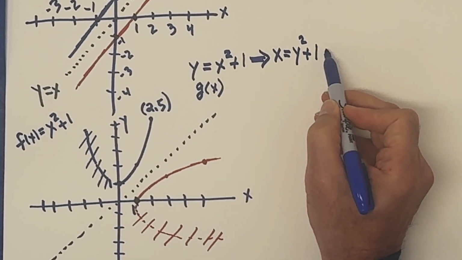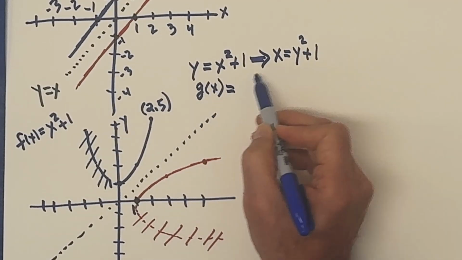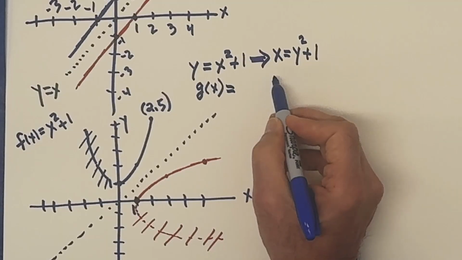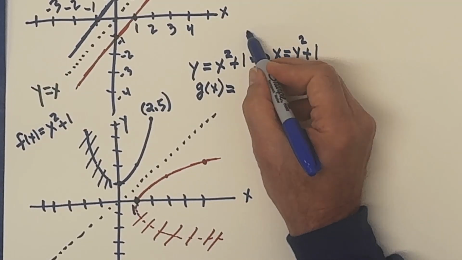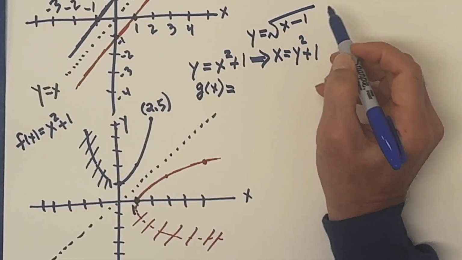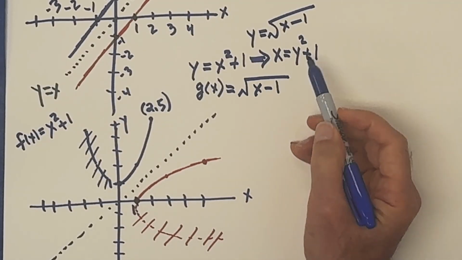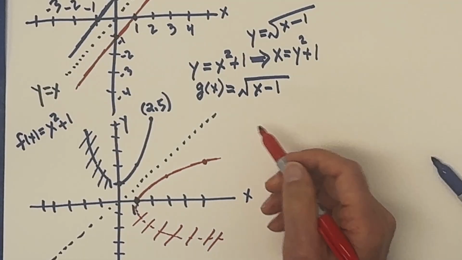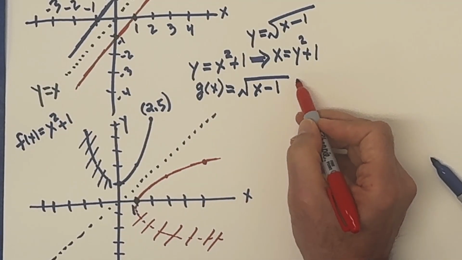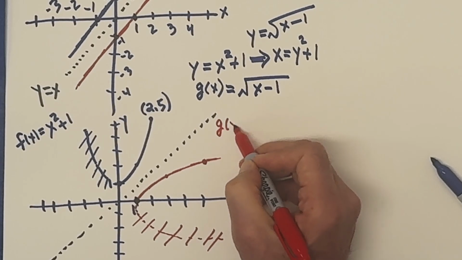And then when I solve for y, I'll get the g of x, because the y would be the g of x. Solving for y, it would be the square root of x minus 1. So here is the square root of x minus 1. That should be what this red graph is. So just to emphasize that, I'll put it in red here.